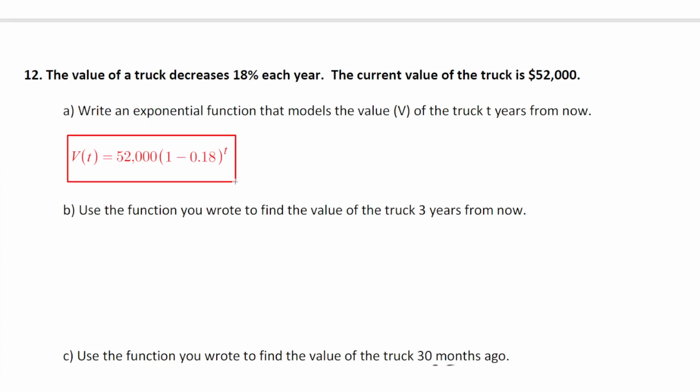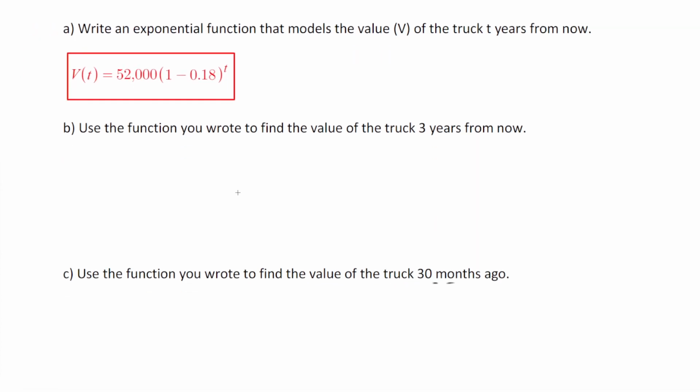Part B says use the function you wrote to find the value of the truck 3 years from now. So we're just going to take this equation, substitute in 3, and just use our calculator to evaluate this. Let me go ahead and pull up that calculator back.